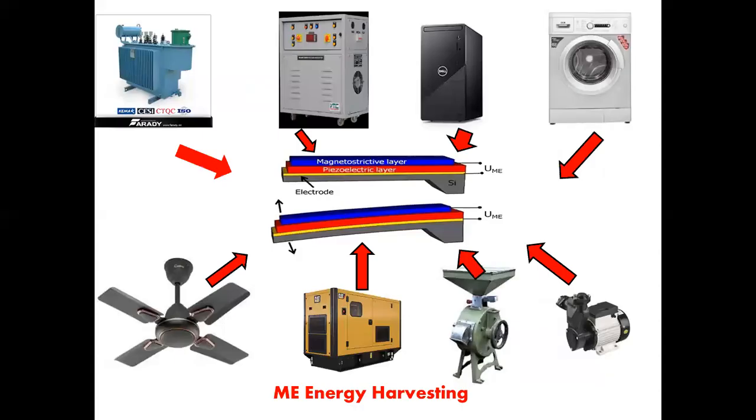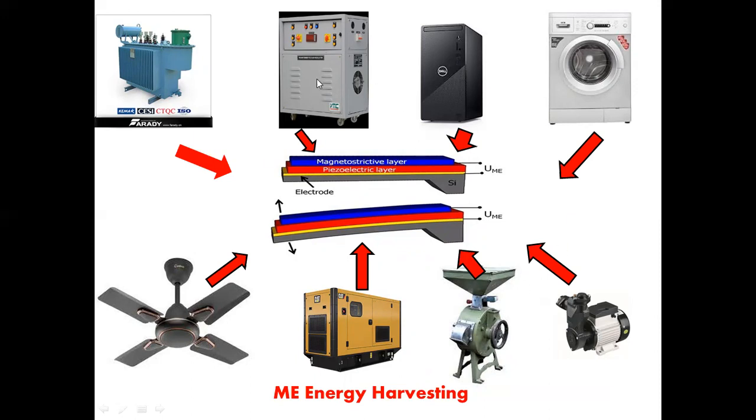So this is a very interesting topic called the magnetoelectric energy harvesting technique. Here you can see these are all electrical devices. It is a huge transformer. It is a huge power supply. It is a computer CPU box. It is a washing machine. It is a water lifting pump. It is a floor mill. It is a generator. It is a fan. All these devices are working on a huge current, except this computer.